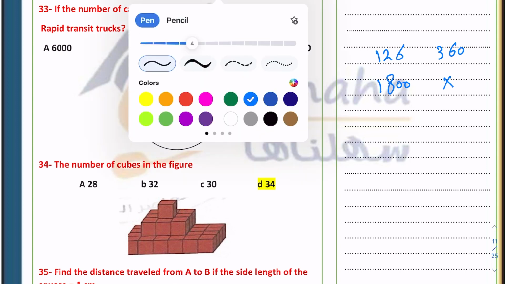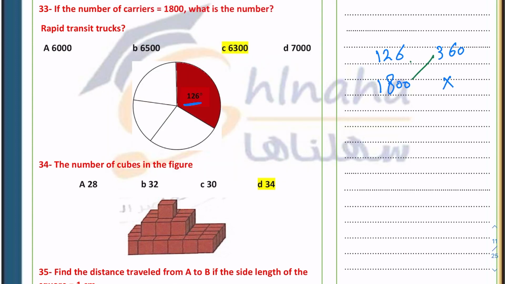Okay, I will use cross multiplication. 1800 multiplied by 360, divided by 126, and I have to simplify it as much as I can. I will divide by 2, it will be 63. And I can divide by 2, it will be 900. We can divide by 9 and by 9. By 9 it will be 7, and by 9 it will be 100.